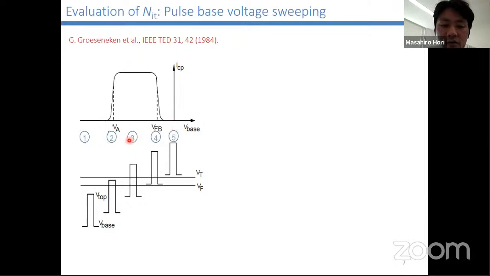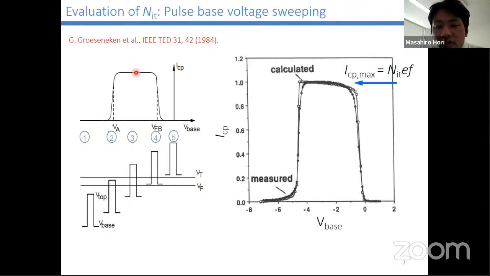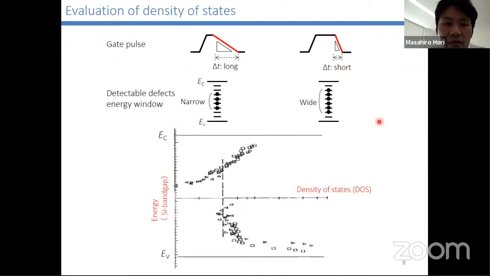However, in region 3, holes flow into the channel and electrons flow into the channel, so the electron-hole recombination current flows via defect states. Actually, in the experimental data, from the maximum charge pumping current, we can estimate the density of states as shown in this figure. By using the charge pumping method, we can also obtain interface information on the density of states.